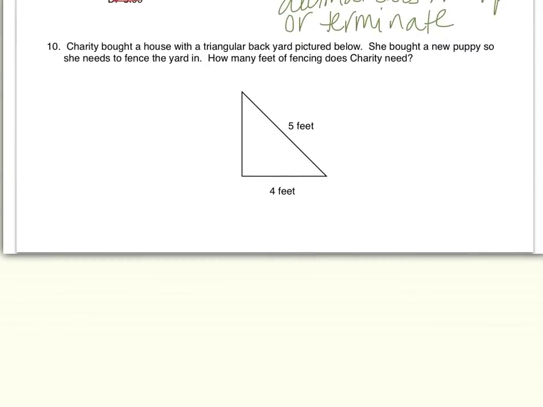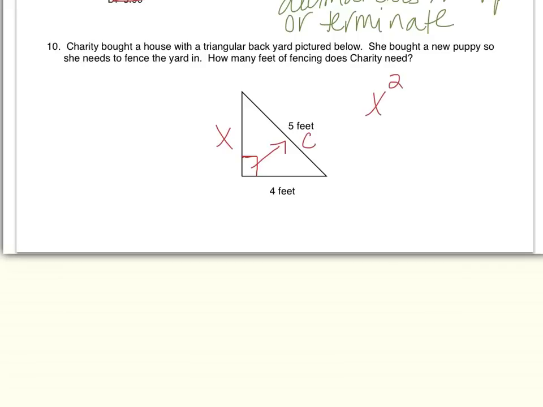Charity bought a house with a triangular backyard, picture below. She bought a new puppy, so she needs to fence the yard in. How many feet does she need? So if we're going to fence the thing in, we're going to need to know how many feet is all the way around, because we're going to put a fence up, right? So I need to find this side. Well, this is the right angle, so across from it is the C.